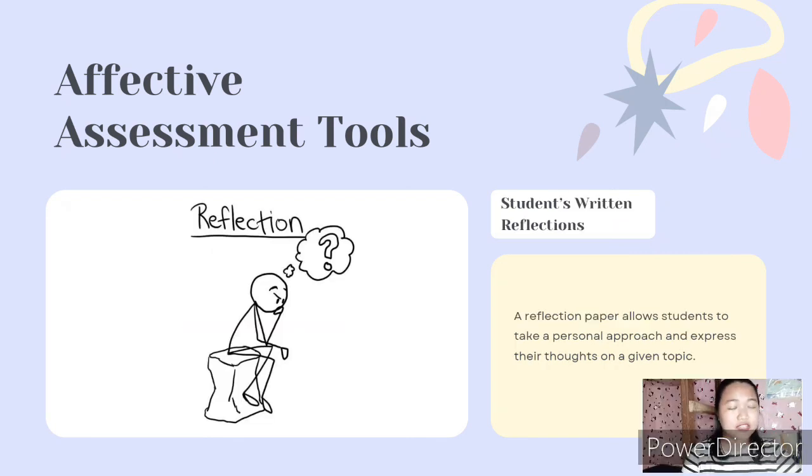The last affective assessment tool is students' written reflection. Students' written reflections are sometimes called self-reports because the teacher requires the students to write their thoughts or express themselves on a given topic, so that the teacher can ensure that the students write something which would demonstrate the various levels of taxonomy. I think that's all.